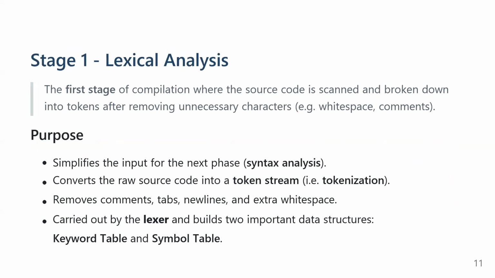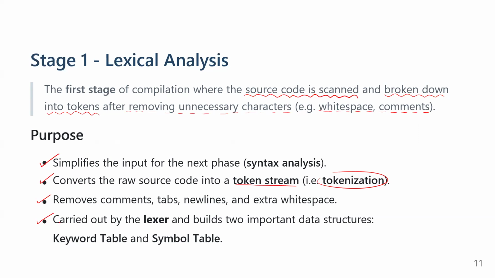Lexical analysis, stage number 1. In lexical analysis, which is the first stage of compilation, the source code is scanned and broken down into tokens after removing any unnecessary characters like white space or comments. And the purpose of lexical analysis is to simplify the input for the next phase, which is syntax analysis, convert the raw source code into a token stream through a process known as tokenization, remove comments, tabs, new lines, and extra white space.